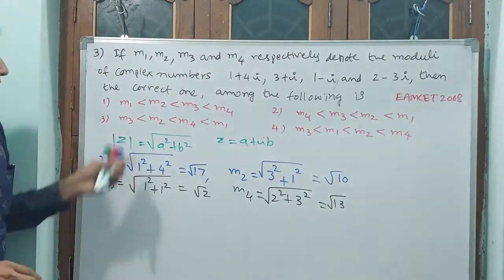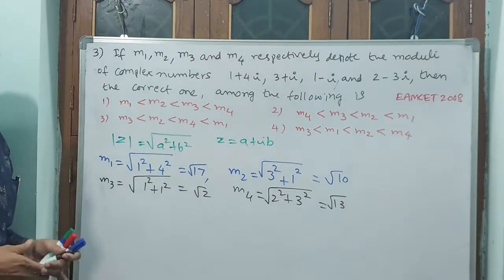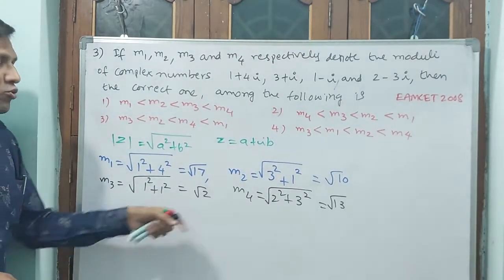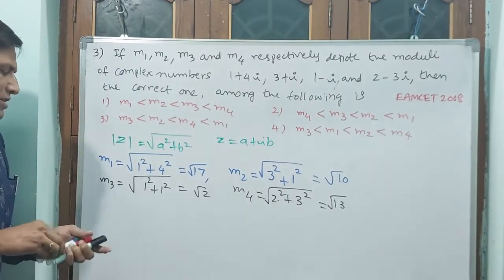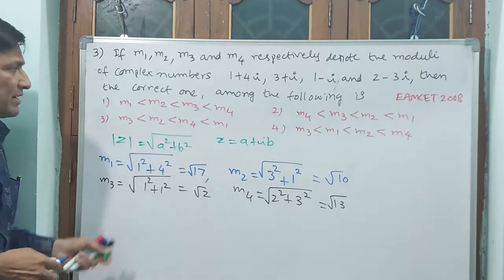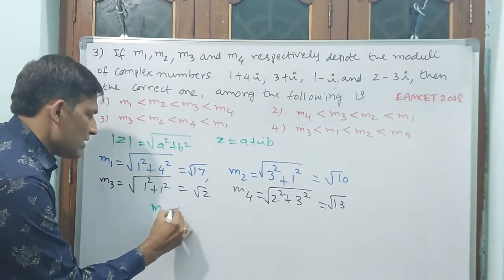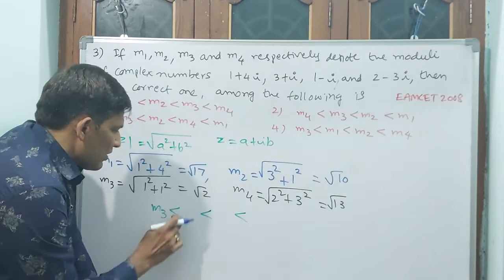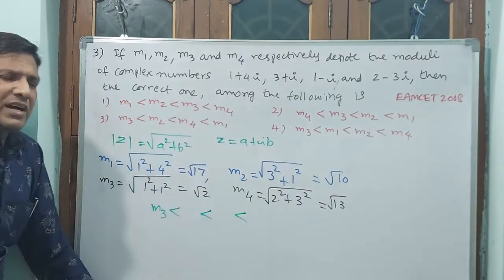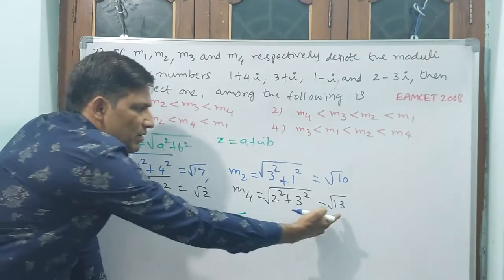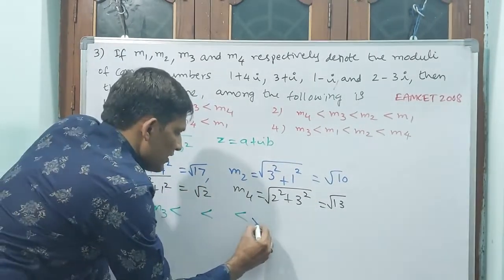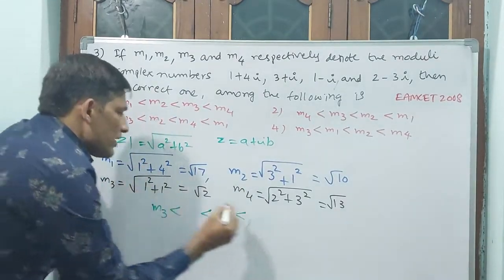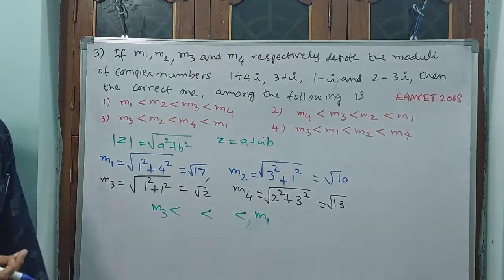Okay, now you tell me, all are in ascending order, meaning least value first. How to see which is least? All are under root, so root 2 is least. That means m3 I will write first. Which is highest? Root 17, because 13 is less than 17. Root 17 means you have to write m1. m1 will be the highest value.